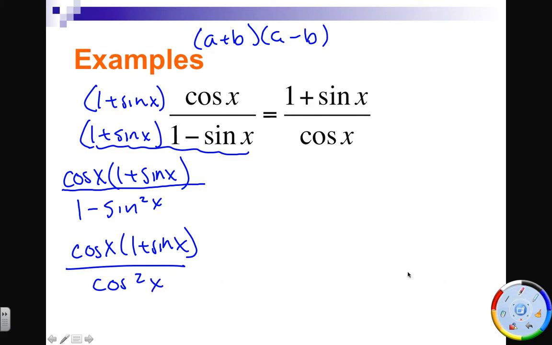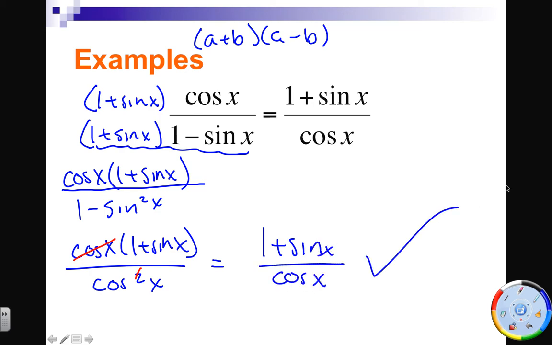And you'll see now why I didn't multiply here, because this cancels with one of those, and I'm left with 1 plus sine x over cosine x. Check mark, done. So notice how simple that one was. Really nice and quick and easy.